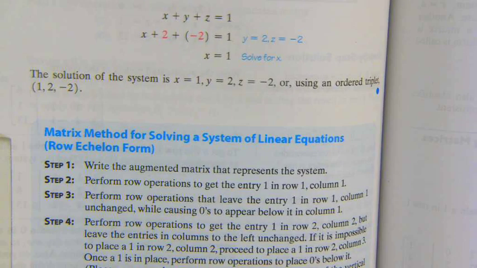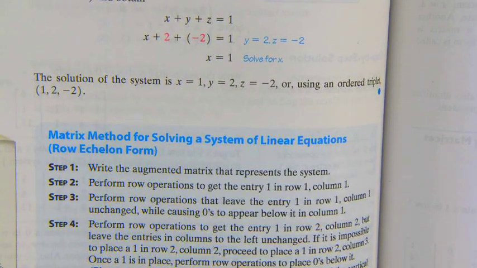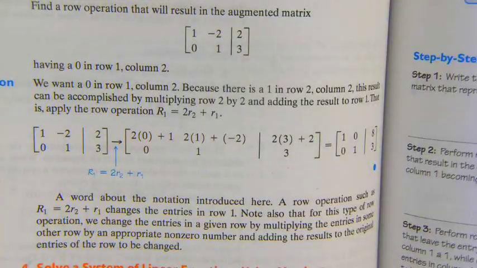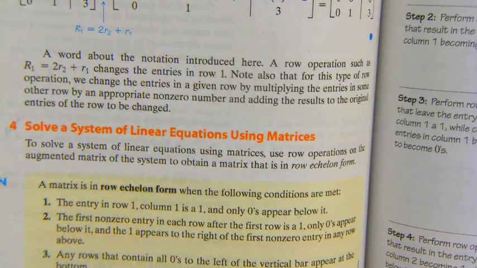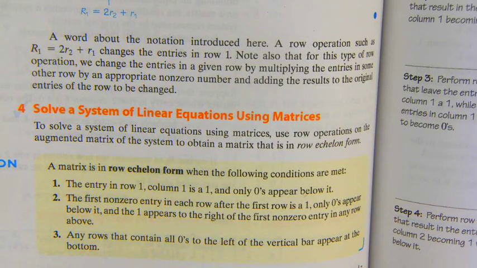Step 2 says perform row operations to get the entry 1 in row 1, column 1. Now, what are row operations? It talks about that on page 722. I'm not giving you notes on this, because once we do a couple of examples, you'll have it down. You won't really need to refer back to your notes. Here are the row operations.